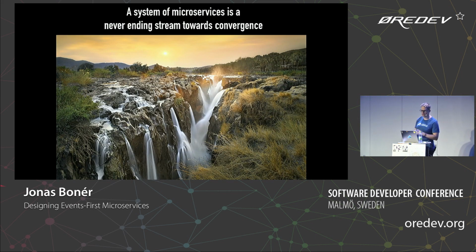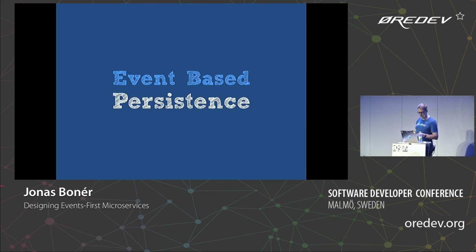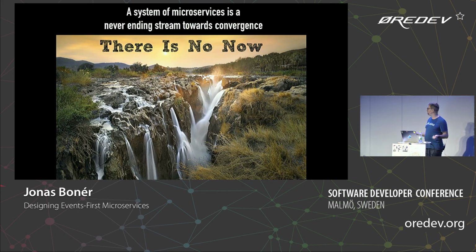Okay. But it's also important to understand that a system of microservices is really nothing but a never-ending stream towards convergence. We try to get there, but since events and information have latency, we're always trying to catch up, and we will never ever really get there. We're always running behind full convergence. Because there really is no such thing as a single globally consistent now. Okay.